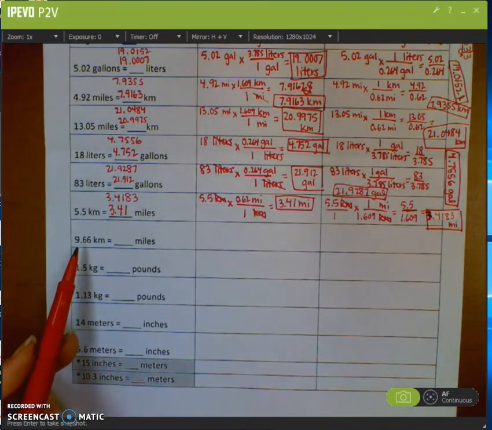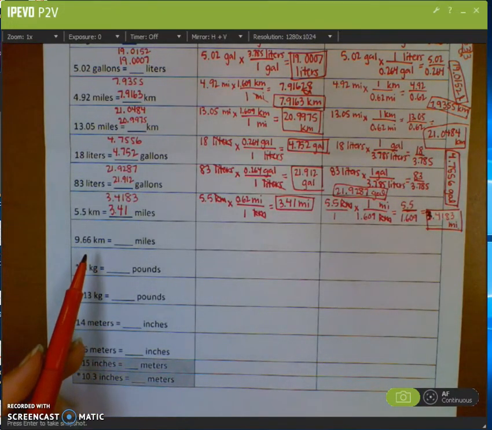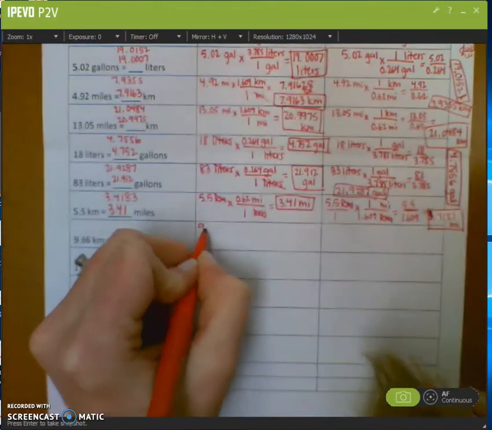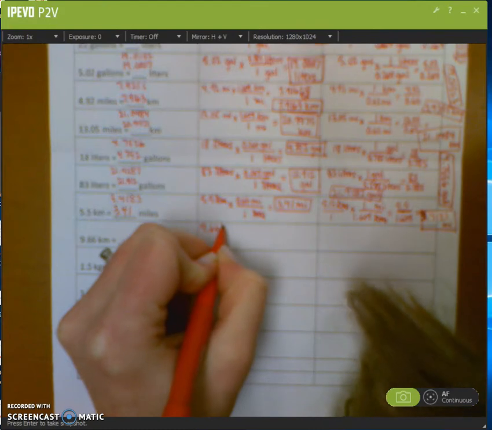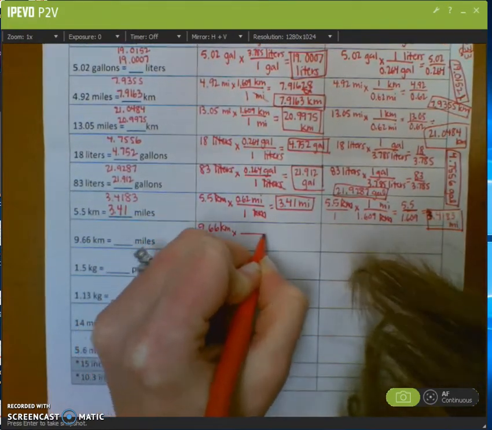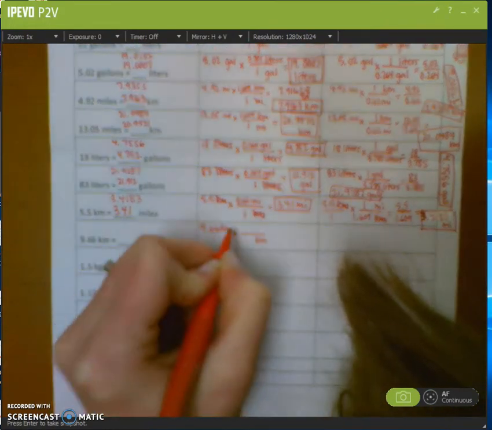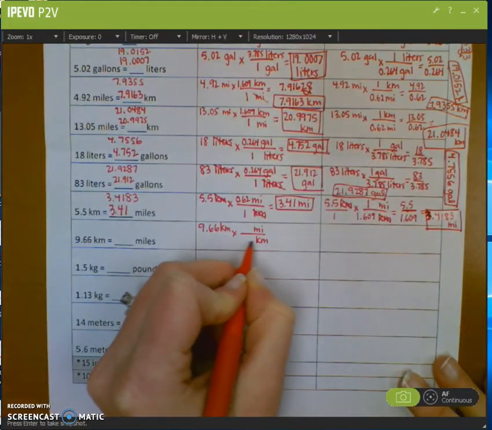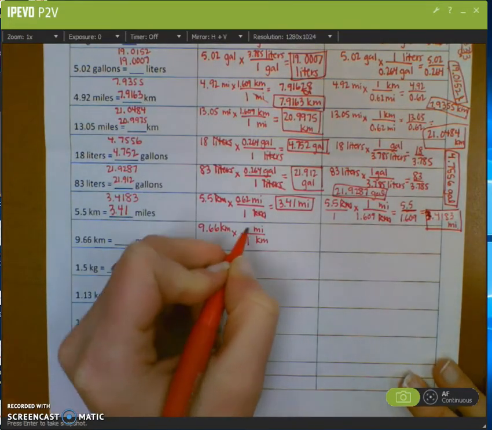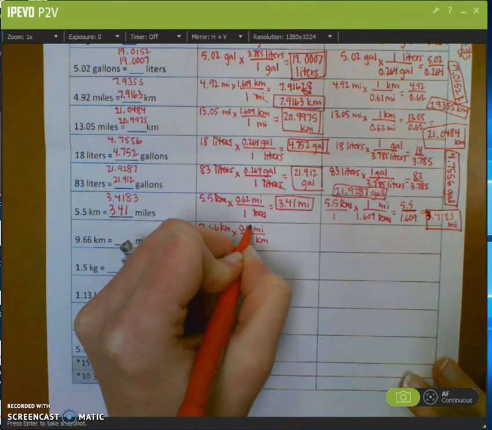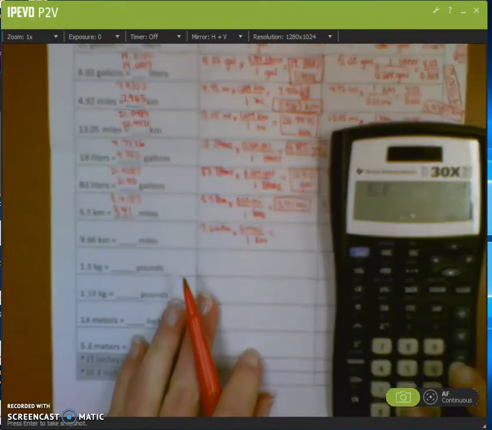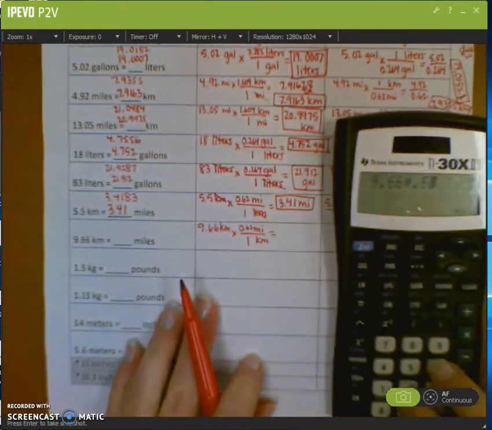At this point, I would challenge you to pause and try this next one on your own, and then come back and watch me do it to make sure you did it correctly. So I'm going to write what they give me, 9.66 kilometers. Multiply that by a conversion factor where kilometers is in my denominator and miles is in my numerator. If I can make the bottom number 1, I'm going to. And I can. 1 kilometer equals 0.62 miles. So I can multiply straight across 9.66 times 0.62.